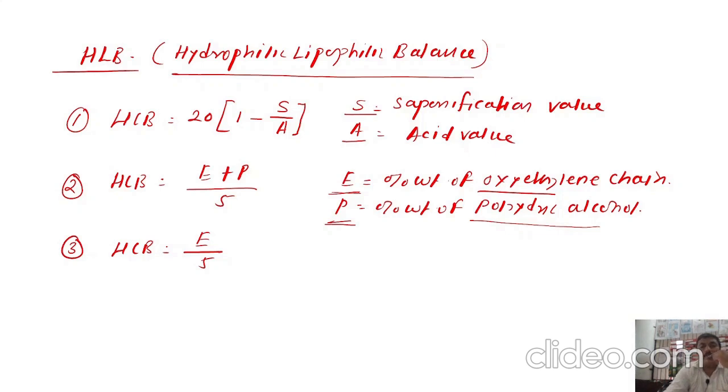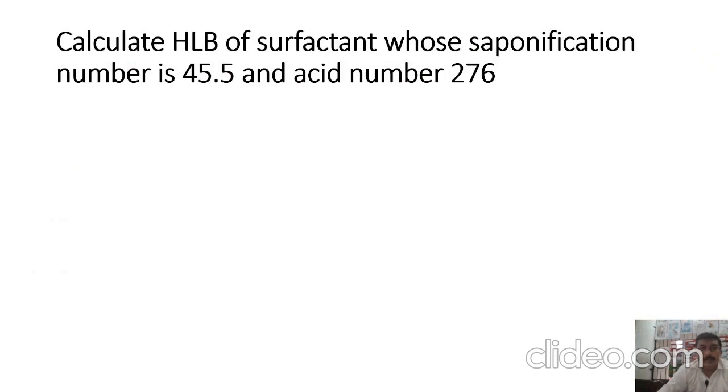So these numericals I have sorted out from previous year question papers of semester 3. So first numerical is: calculate HLB of surfactant whose saponification number is 45.5 and acid number is 276. So while solving the problem, if you have to solve the problem in correct manner, the first important thing you have to sort out from the statement of the problem is the values which are given in the problem. So in this problem, the two values are given. First is saponification number, that is S is given 45.5, and acid number is also given, that is A is 276.